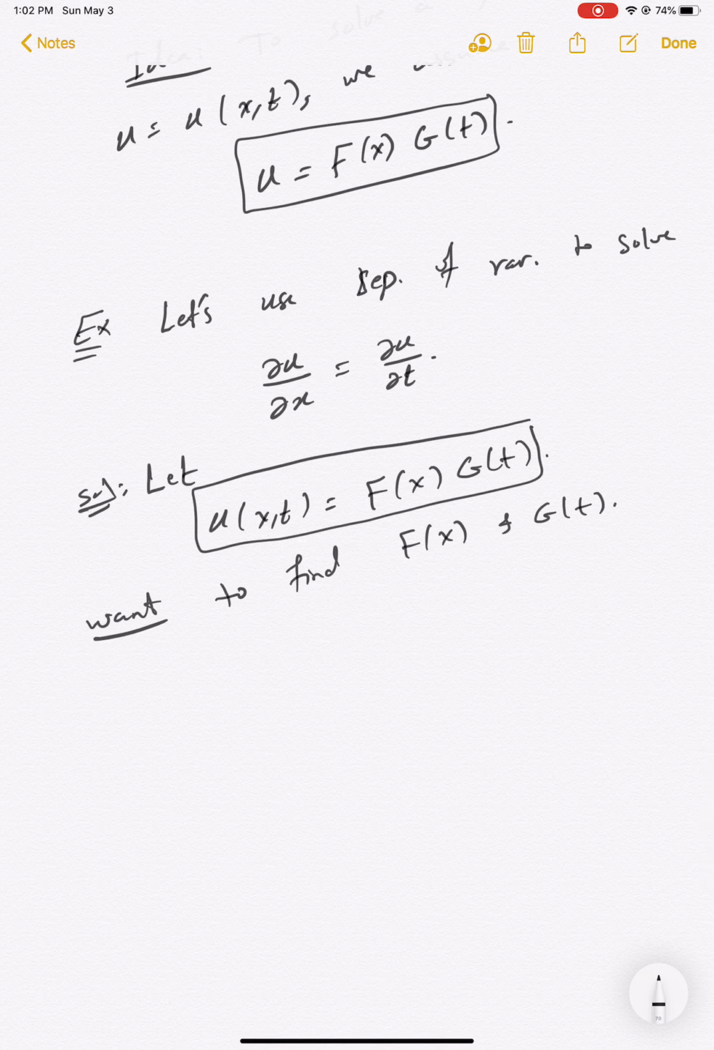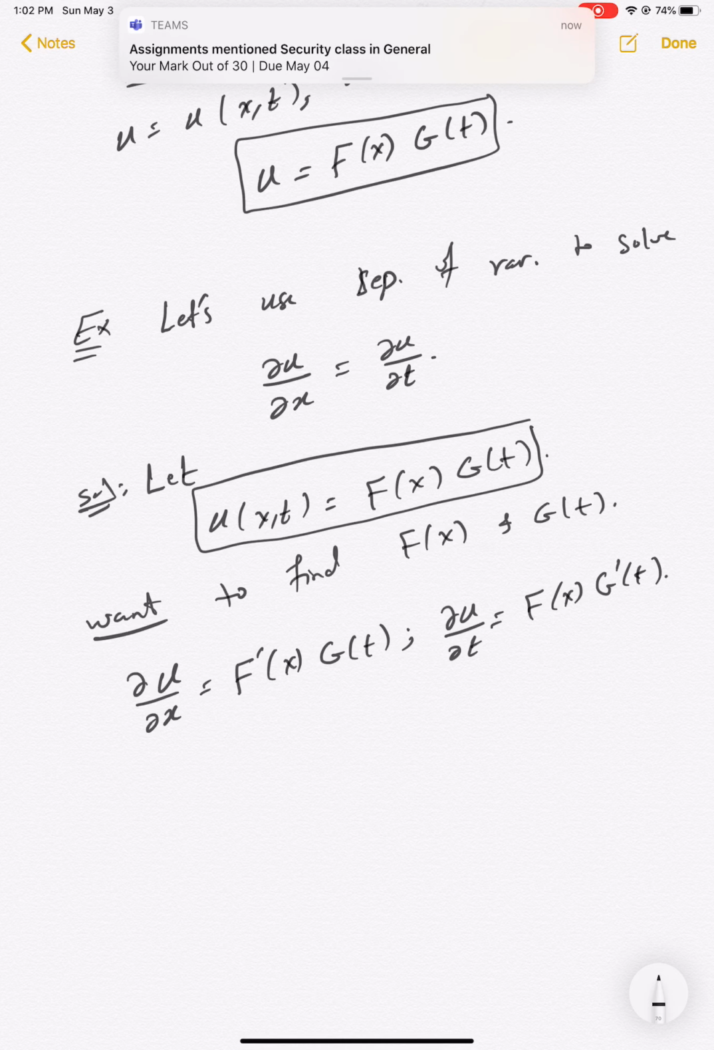The equation is partial u with respect to x equals partial u with respect to t. So you differentiate u with respect to x, and you differentiate it with respect to t. When you differentiate u with respect to x, you need to remember that t is a constant with respect to x. So you differentiate f, but g is kept as a constant. And the same when you differentiate u with respect to t, but this time f of x is a constant, and you just differentiate g with respect to t.